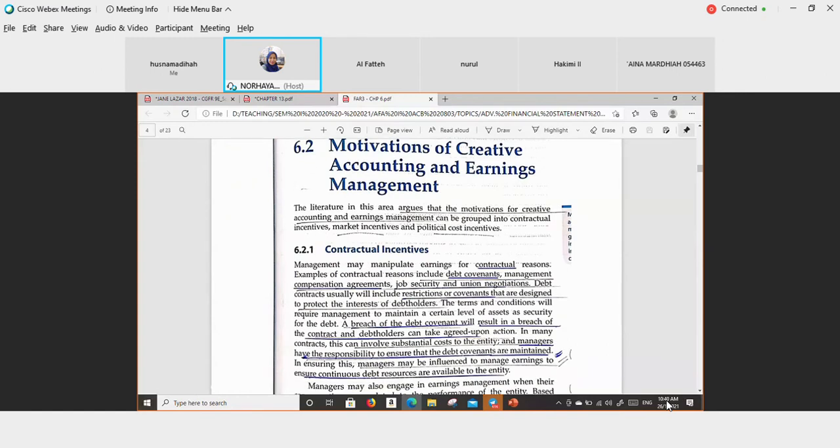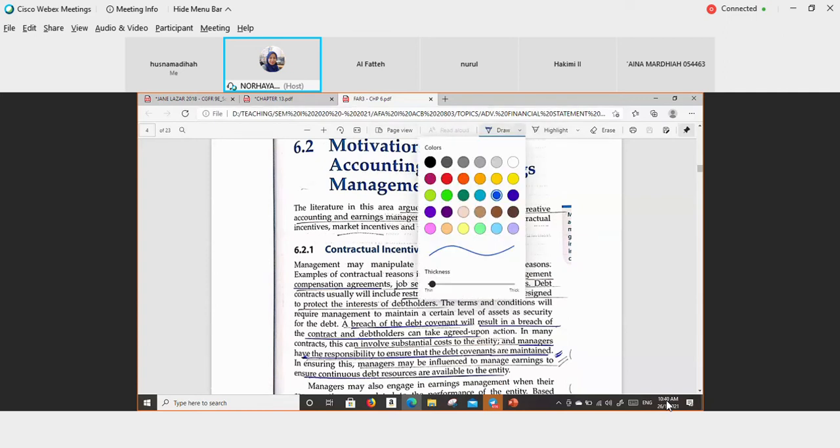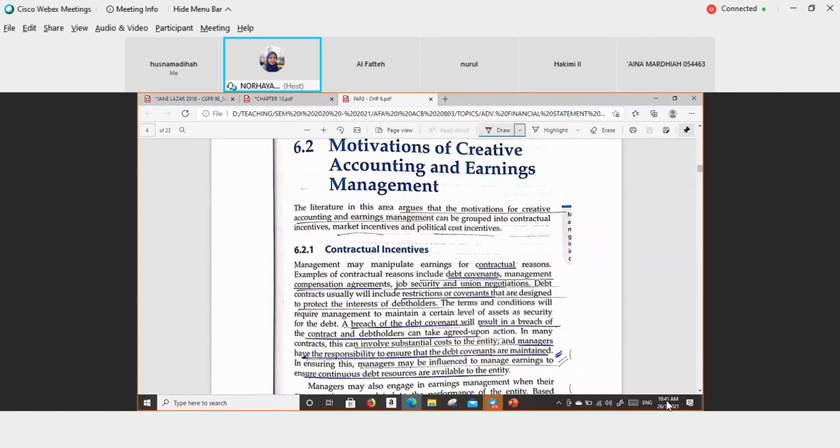Okay, contractual incentive. What is this mean by the contractual incentive? So management may manipulate the earnings of contractual reasons. So dia adalah contract dia ni. Example of contract reasons including debt covenant, management compensation agreement, job security, union negotiation. So under contractual incentive ni, management are encouraged to increase the earning. Bila saya sebut management of earnings, company management tu dia menguruskan pendapatan tu untuk nampak lebih tinggi. Kenapa? Sebab contractual reason ni.